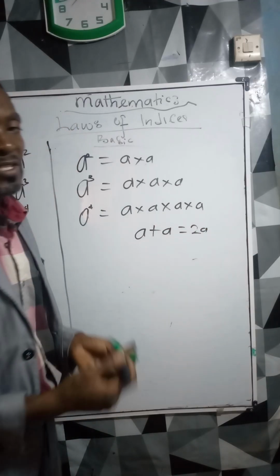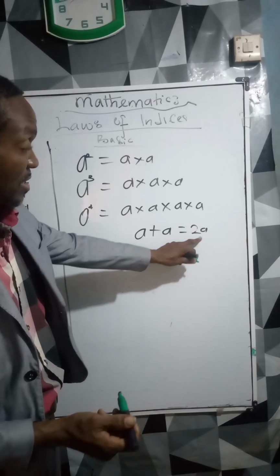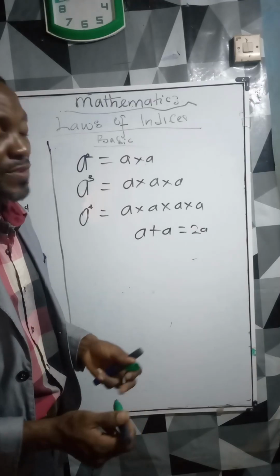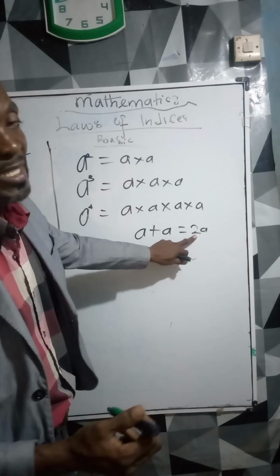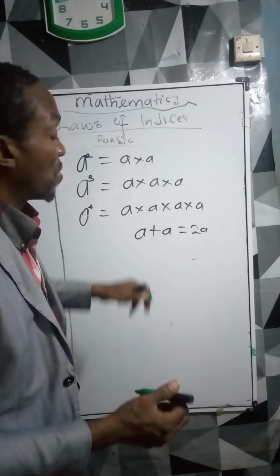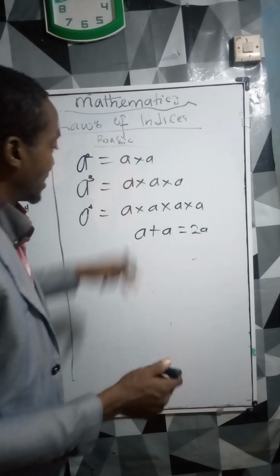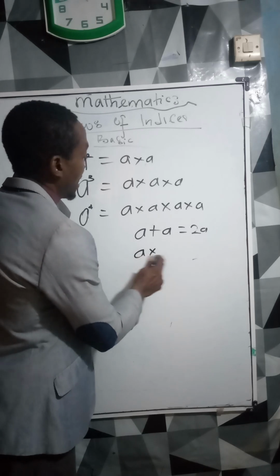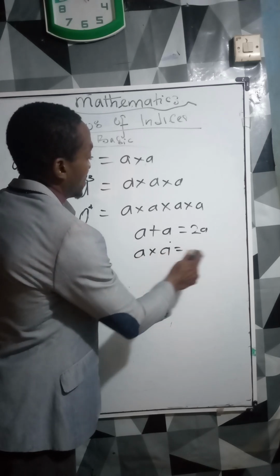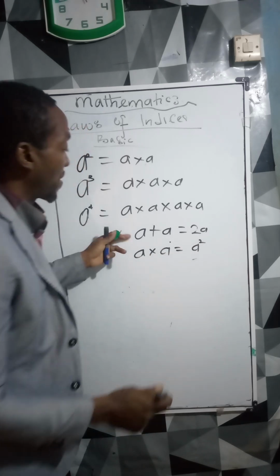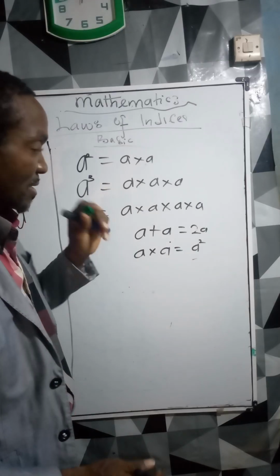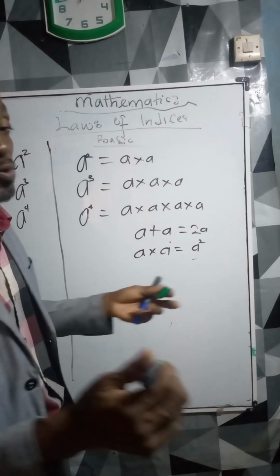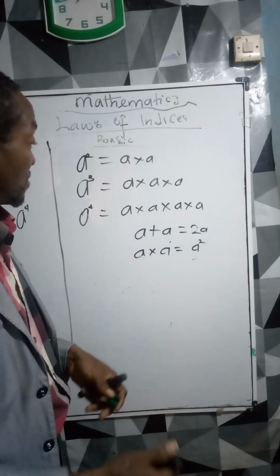Once you are adding, the coefficient is increasing. The coefficient of a is 2. What they mean by coefficient is, forget the big grammar, the number that is attached to a. But once you are multiplying, the power is increasing. So you have a times a is what? A squared. So there is a difference between a plus a and a times a. So know the difference, because students were interchanging these.